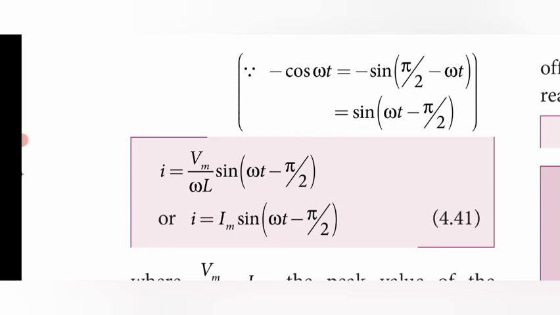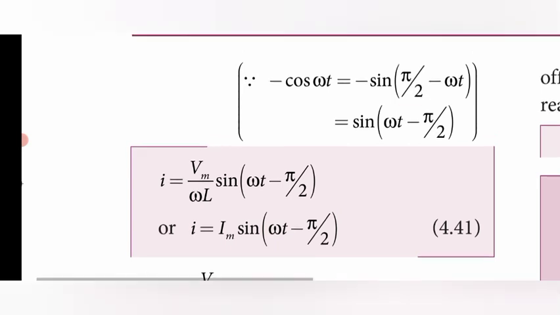Then I is equal to Vm by omega L sine omega t minus pi by 2. And you know that V by R is equal to I. Here Vm by omega L is also one of the resistances that can be produced by the inductor. That is considered as an inductive resistor here. So Vm by omega L is equal to the I value, Im, the maximum current value. So I is equal to Im sine omega t minus pi by 2.